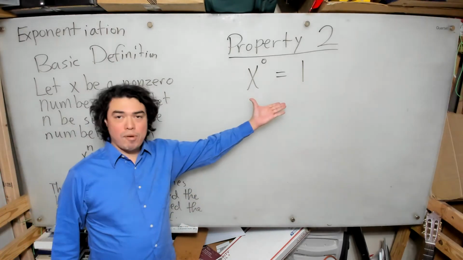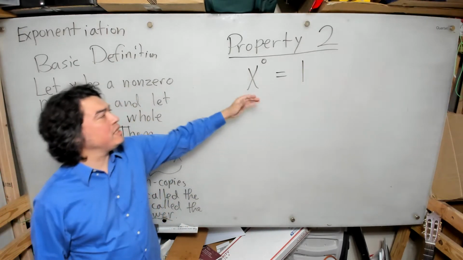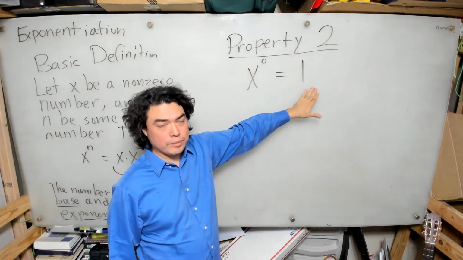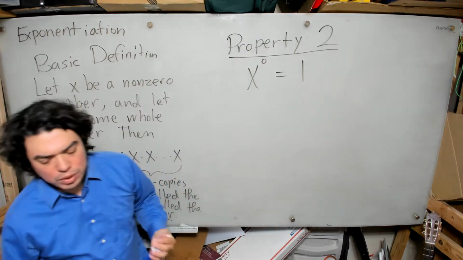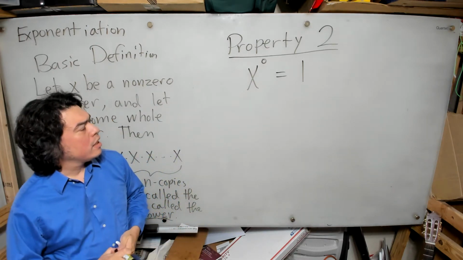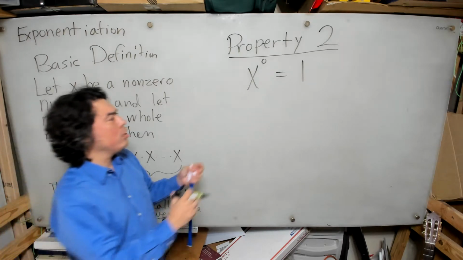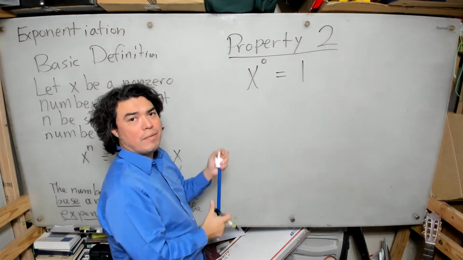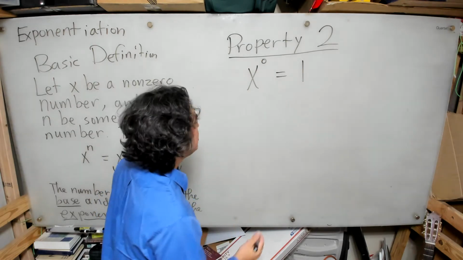Hello, now we're going to talk about property 2. Property 2 is basically going to be that x to the 0 power is equal to 1, okay? I'll admit to you that when you first see this property, it might be weird, okay? But I want you to stick with me here.